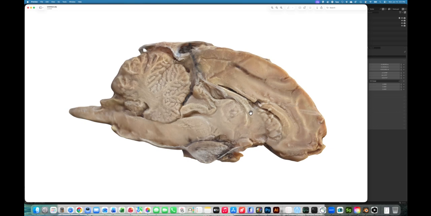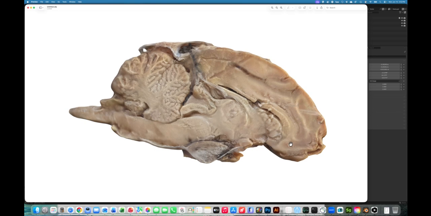The thalamus is this central portion, and the circular part right here is sometimes referred to as the massa intermedia. And then this part right there, that is the epithalamus, and the main structure there is the pineal gland.